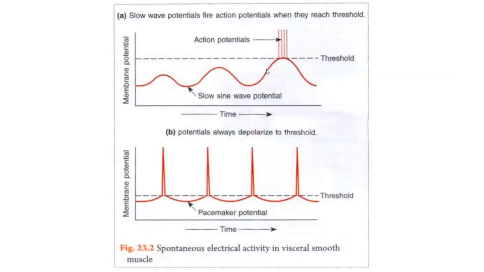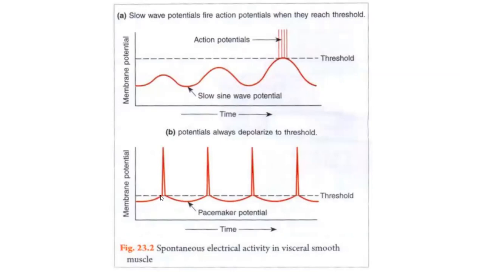But if this does reach the threshold, it forms an action potential, like we see here. And this action potential can be present in the upslope or downslope. The pacemaker potential, on the other hand, can be stimulated in multiple sites, and it has the capacity to travel long distances also. That is a pacemaker potential.